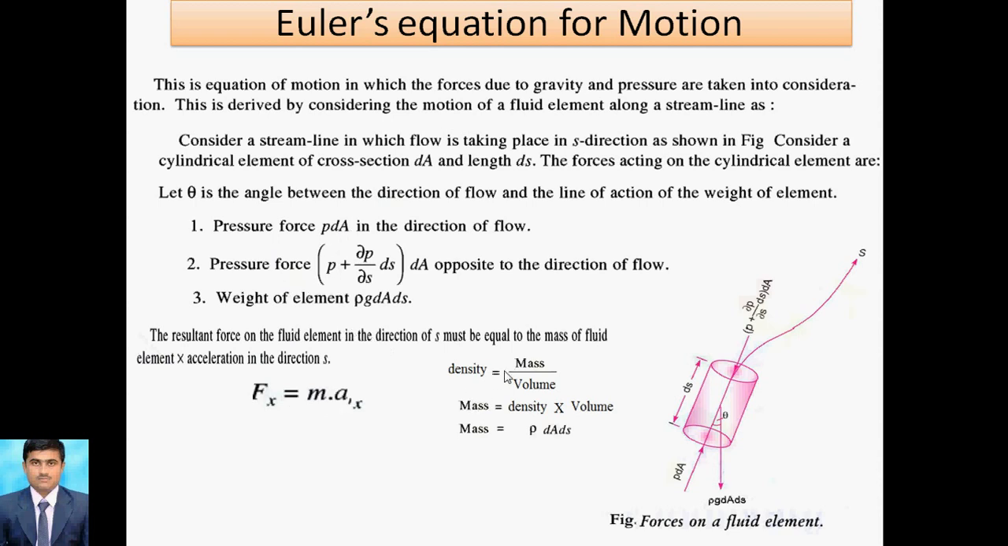Before that, we know that density is equal to mass upon volume. So mass is nothing but density into volume. Density is rho, and volume is dA into ds, where dA is the circular part and ds is the length.